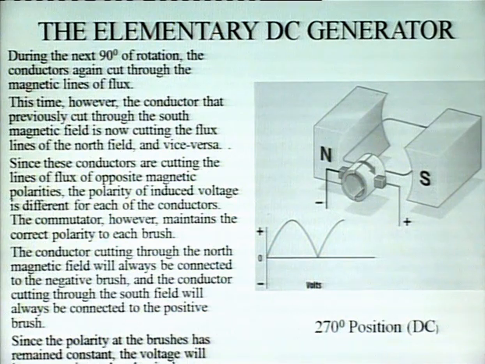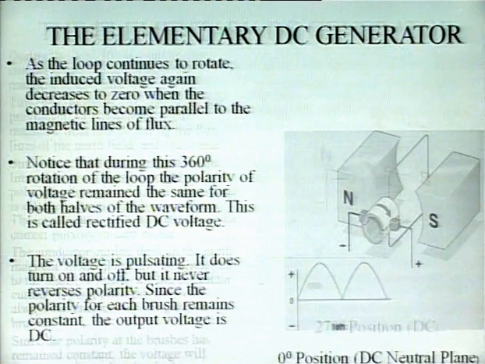The commutator, however, maintains the correct polarity to each brush. The conductor cutting through the north magnetic field will always be connected to the negative brush, and the conductor cutting through the south field will always be connected to the positive brush. Since the polarity at the brushes has remained constant, the voltage will increase to its peak value in the same direction.